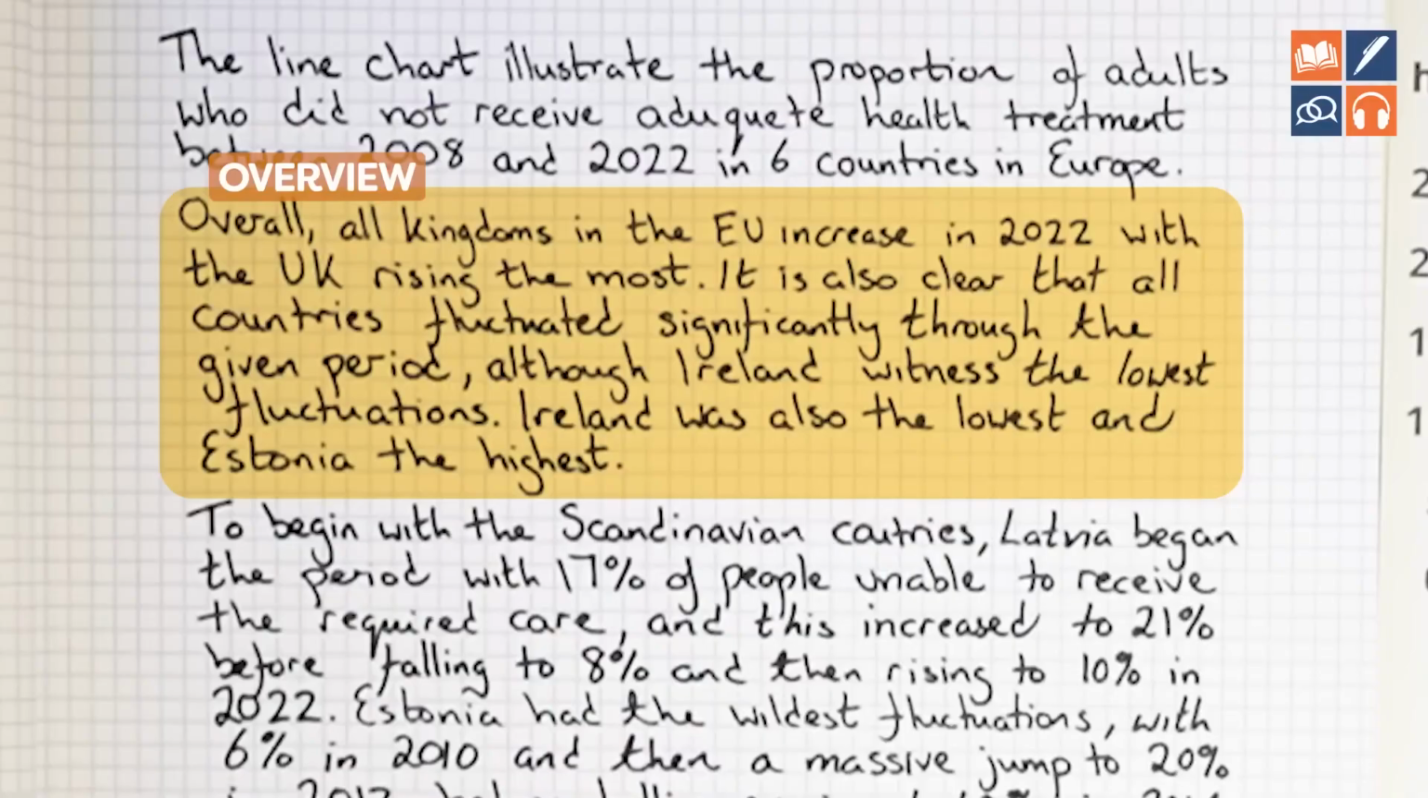This often comes from students being taught to just look for the biggest and the smallest and the most dramatic things in the data. That doesn't necessarily get you to the right answer. Again, always think of the purpose. Next sentence, it is also clear that all countries fluctuated significantly through the given period. Is that actually true? No.